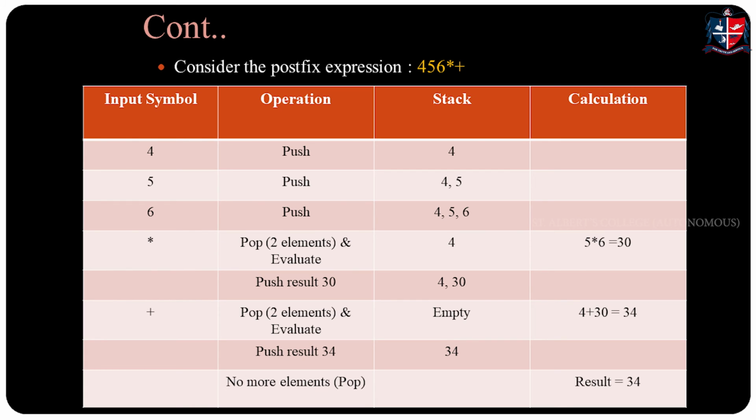Now the next input token is plus, which is an operator. So we pop the top two elements, that is 30 and 4, and perform the operation. 30 plus 4 gives 34, and that result is pushed onto the stack. Now our expression is empty, so 34 is our last result. This is how we perform postfix evaluation.